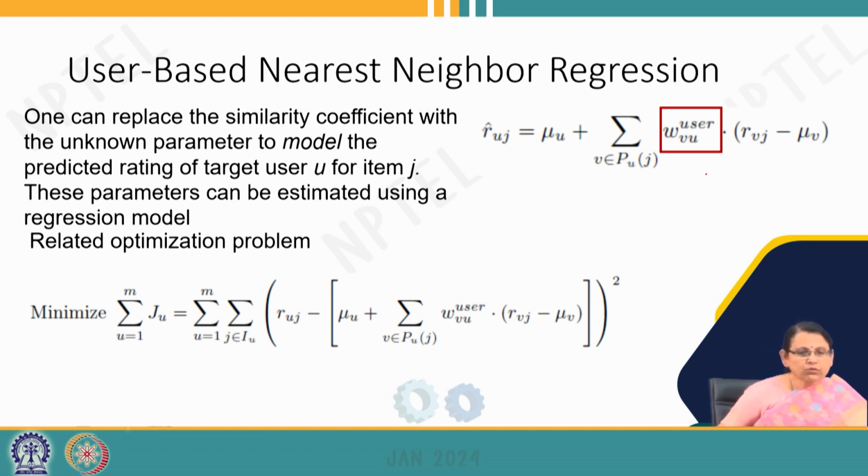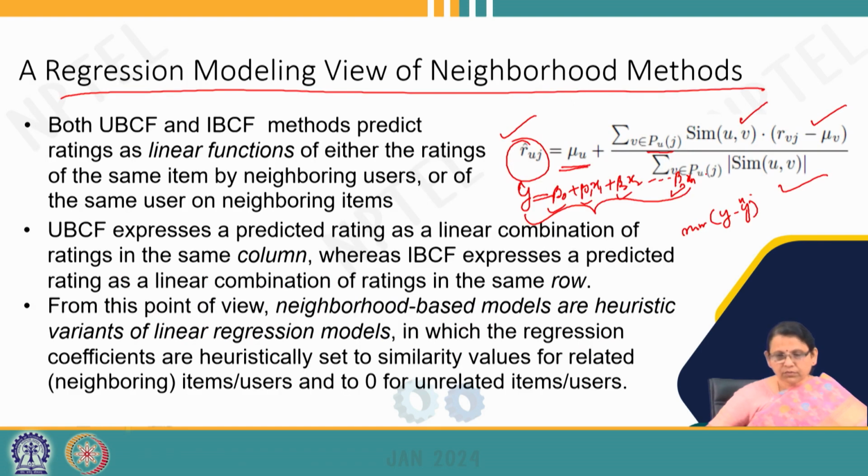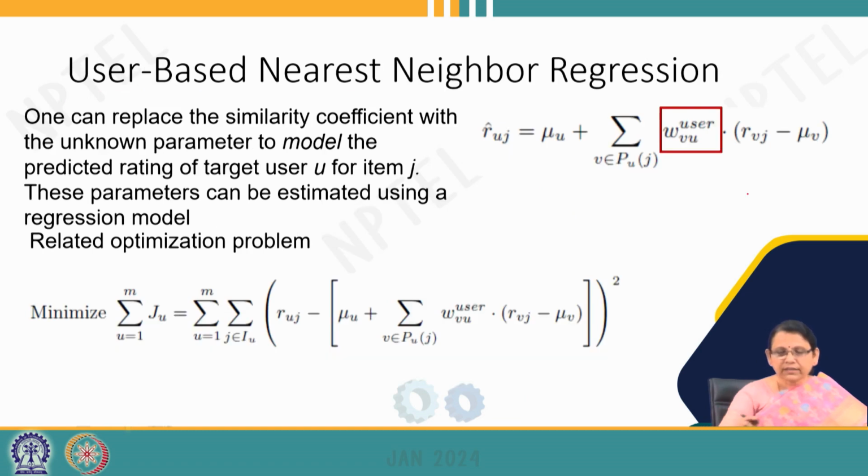So, in case of the user based nearest neighbor regression model, look, here we were using similarity and it was getting normalized as well. So, instead of that, we can use a simple value, and this may be the equivalent of the normalized similarity. But here we do not know this value. So, we are supposed to determine this value.